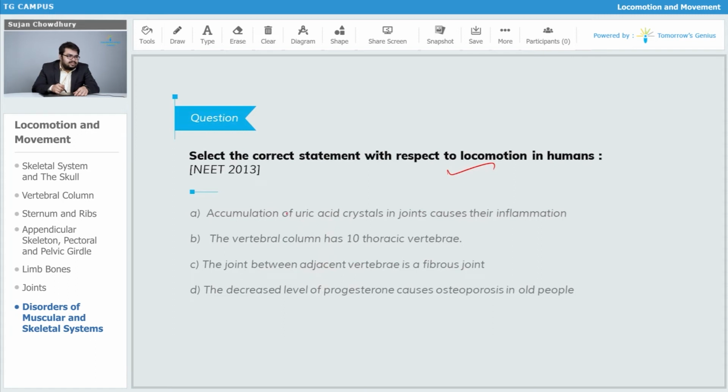Yes, the answer is definitely option A. The accumulation of uric acid crystal in joint causes their inflammation.